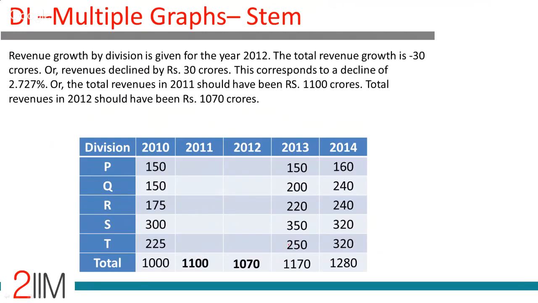Revenue growth by division is given for the year 2012. The total revenue growth is minus 30 crores. So the revenues declined by 30 crores. This corresponds to a decline of 2.727%. You've already seen 27.27% is 9.09%. We know what that corresponds to. So 22.727%. You should know that as a fraction.